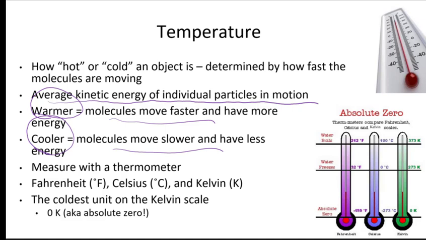The coldest unit on the Kelvin scale is 0 Kelvin, which means absolute zero. It has never been reached because that would mean that particles were not moving. And particles have never been not moving.